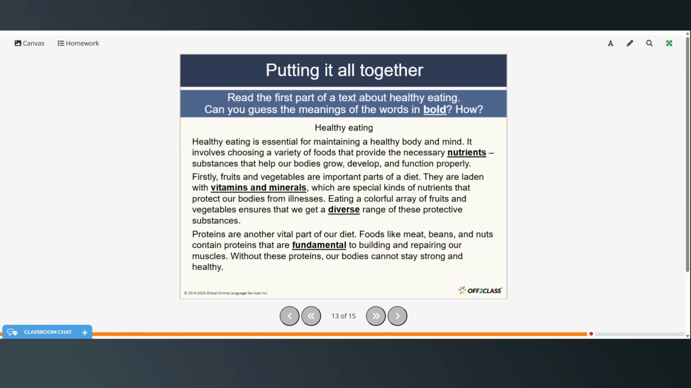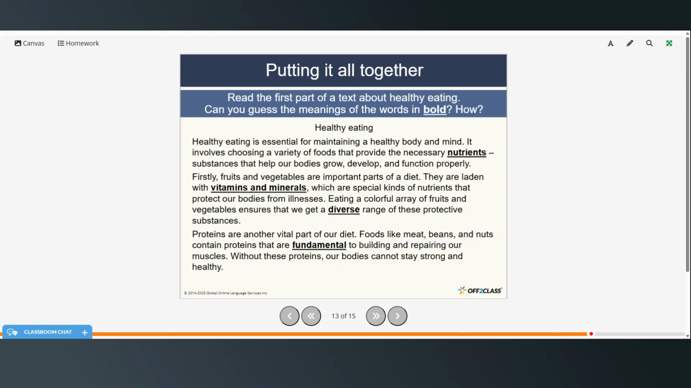Healthy eating. Healthy eating is essential for maintaining a healthy body and mind. It involves choosing a variety of foods that provide the necessary nutrients, substances that help our bodies grow, develop, and function properly. Firstly, fruits and vegetables are important parts of a diet. They are laden with vitamins and minerals, which are special kinds of nutrients that protect our bodies from illnesses. Eating a colorful array of fruits and vegetables ensures that we get a diverse range of these protective substances.